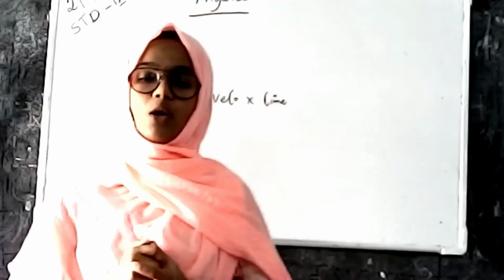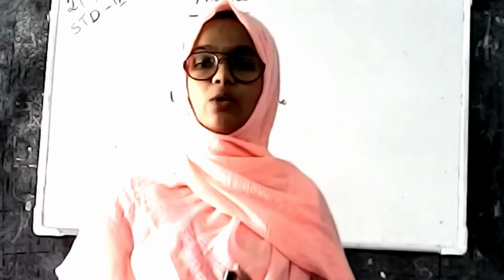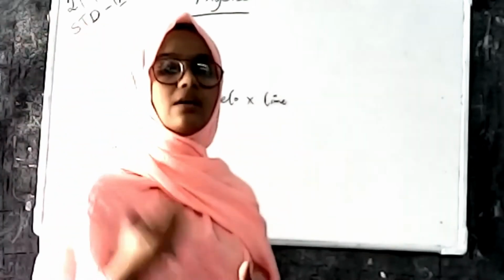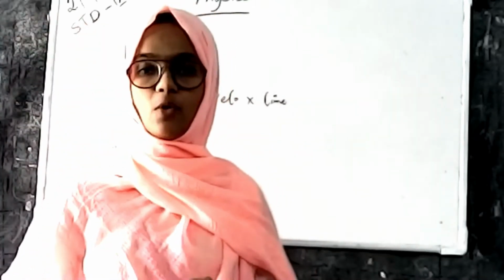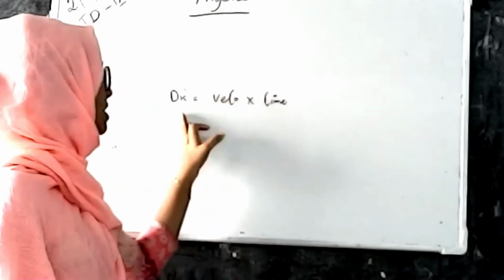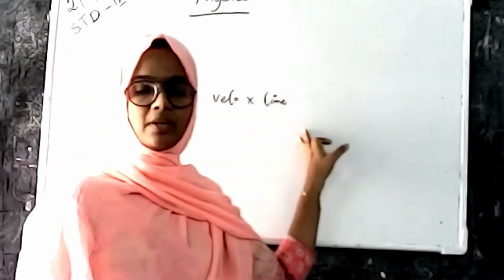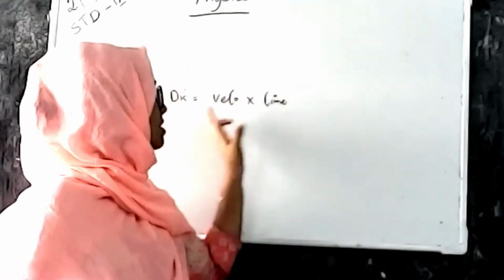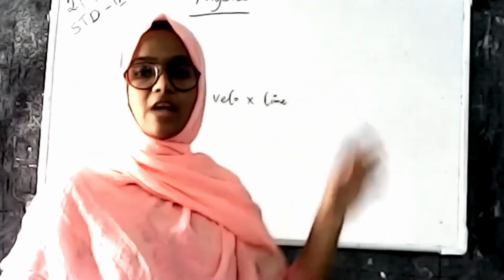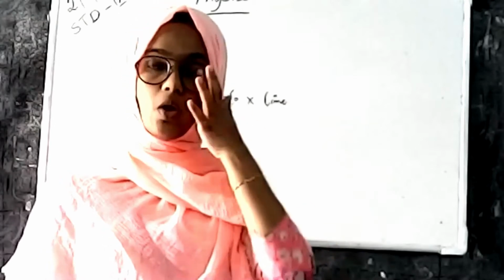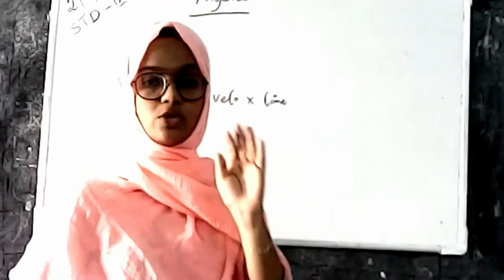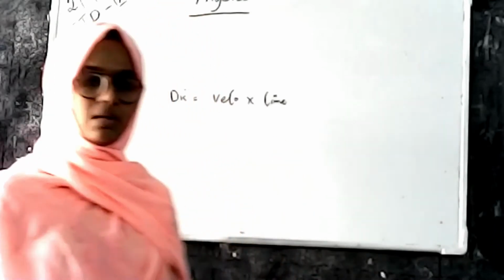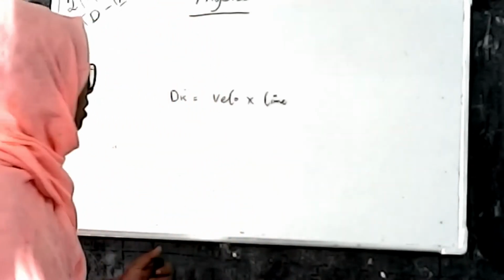So now we know what a velocity time graph is. From a velocity time graph, we can calculate the displacement of a body. By equation, the displacement of a body is velocity into time, and from the graph, we get the area of the portion under the velocity time graph, and that gives the displacement.